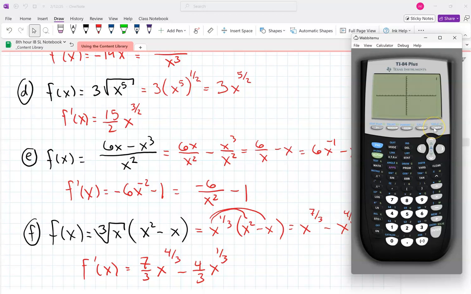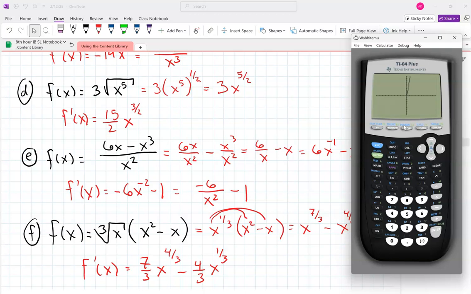And if I hit graph again, there's the graph from the derivative. And in a moment here, my answer comes in. I guess I was just zoomed out too far to tell. But that's the gist of it. So you can use this as a checker.